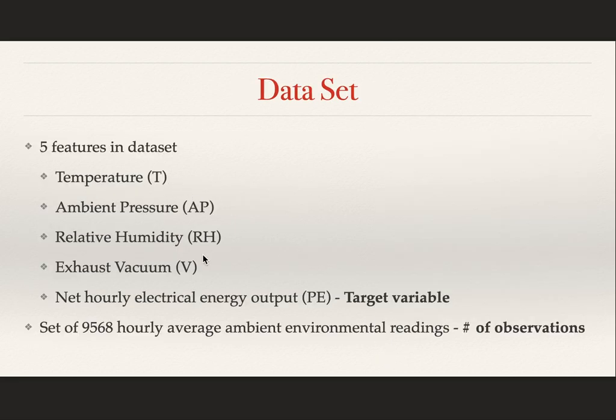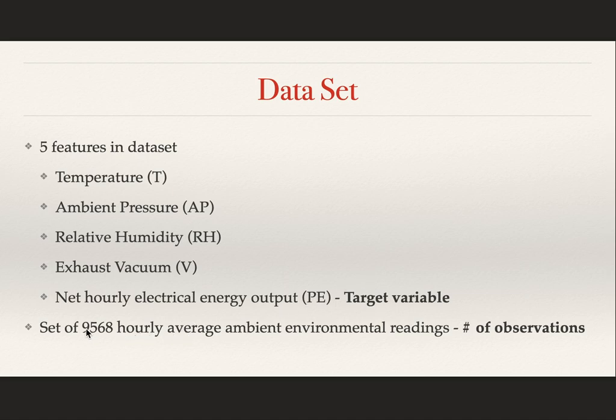So we have 4 inputs: temperature, ambient pressure, relative humidity, and exhaust vacuum. And these 4, again, sort of sensor data, are used to predict the electrical energy output of the power plant. So this is the target variable.